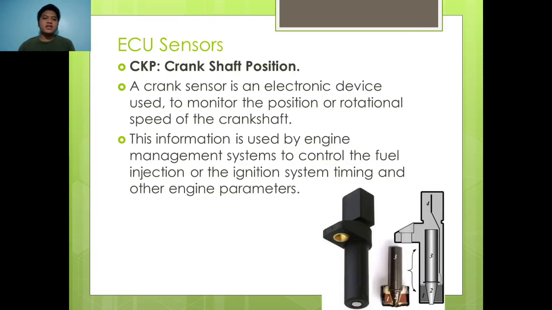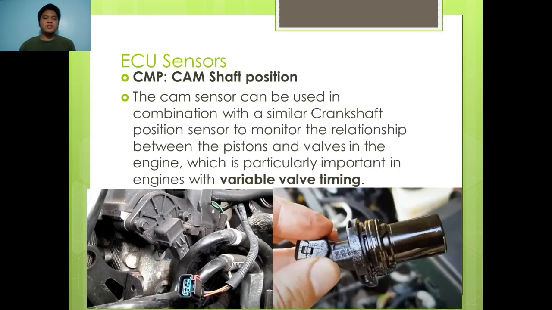Crankshaft position sensor. A crank sensor is an electronic device used to monitor the position or rotational speed of the crankshaft. This information is used by the engine management system to control the fuel injection or ignition system timing and other engine parameters. Camshaft position. The cam sensor can be used in combination with a similar crankshaft position sensor to monitor the relationship between the piston and valves in the engine, which is particularly important in engines with variable valve timing.